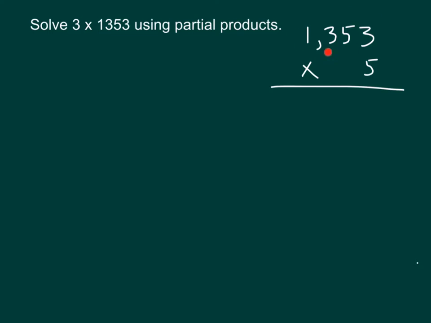Here I've set this up, 1,353, and I've written now times 5. So I rewrote it to look at 1,353. To solve using partial products, what we'll do is we'll look at each part of this number. If we looked at this first part here, the 3 is worth what? That first 3 is worth 3 ones. And when we take 3 ones and we multiply by 5, what do we get? Right, we get 15 ones, which is also equal to what?